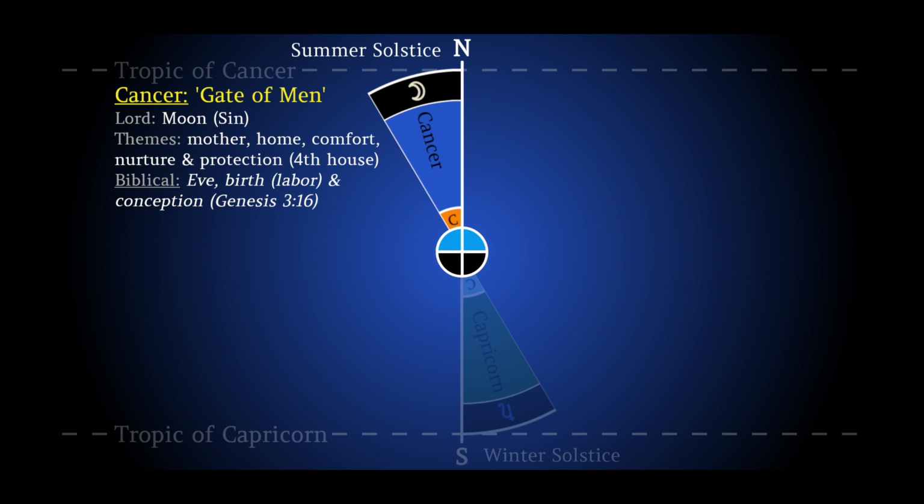And Cancer also represents the mother, as well as home and comfort, the nurturing quality and protection. And since it's the 4th sign of the zodiac, it's the original placeholder of the 4th house. Now, some will argue, oh, the gate of men is 5 degrees Gemini, I read online, or something crazy like that. Look, let me break it down to you very simply. The gate of men is your mom, is the mother, period. Cancer represents the mother. The moon represents the mother in astrology as well.